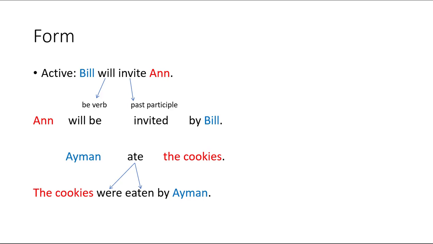Let's look at the second example. Eamon ate the cookies. In this case, ate is a transitive verb because there is a direct object. What did he eat? The cookies. It can be changed to a passive sentence. The cookies were eaten by Eamon. Notice that the be verb is were. This is the simple past. I kept the tense simple past because in the active sentence it says ate, which is the simple past.